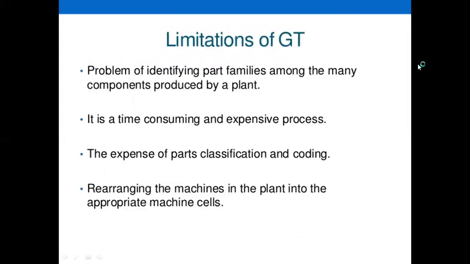So coming to the limitations of GT. The problem of identifying the part families among the many components produced by the plant is quite a difficult thing. Because you have a huge number of products, you have to identify what kind of product comes under what kind of group. So it basically depends upon the skill or the experience of the operator. Since we have to identify the grouping of similar products among a very huge number of products, it is a very time consuming and expensive process.